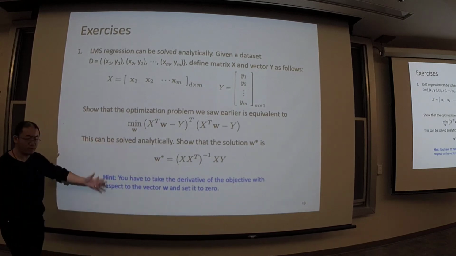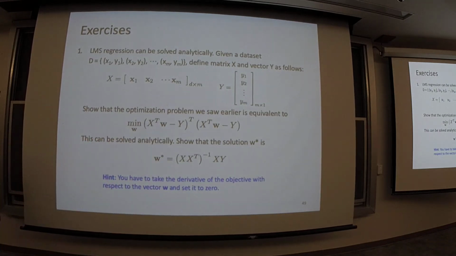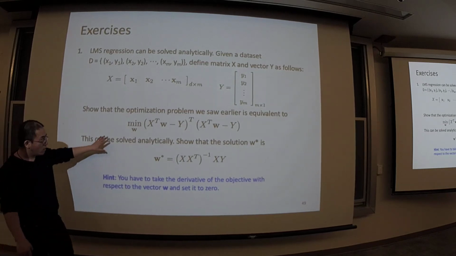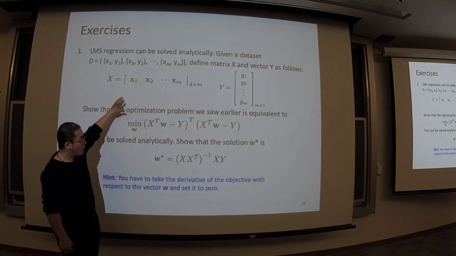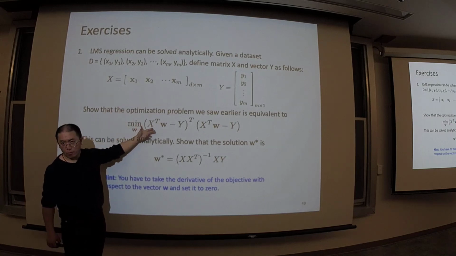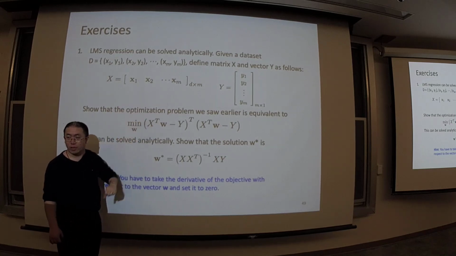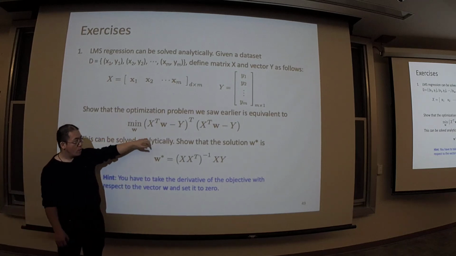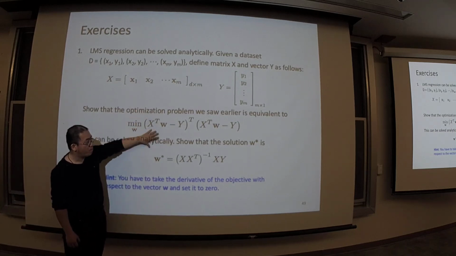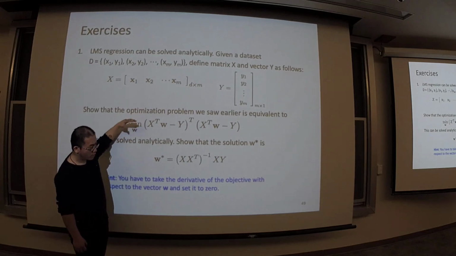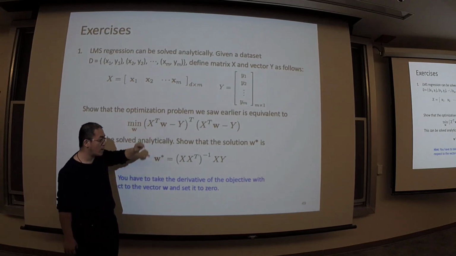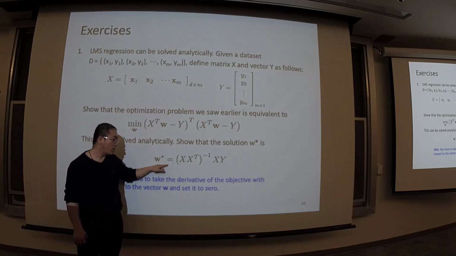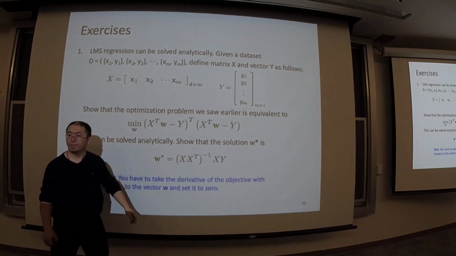Okay, so I will leave it as an exercise for you, and try to make clear how this form is equivalent to the least mean square objective, and how we take the gradient of this objective with respect to W, and solve the matrix equation, or vector equation, and then you obtain this.